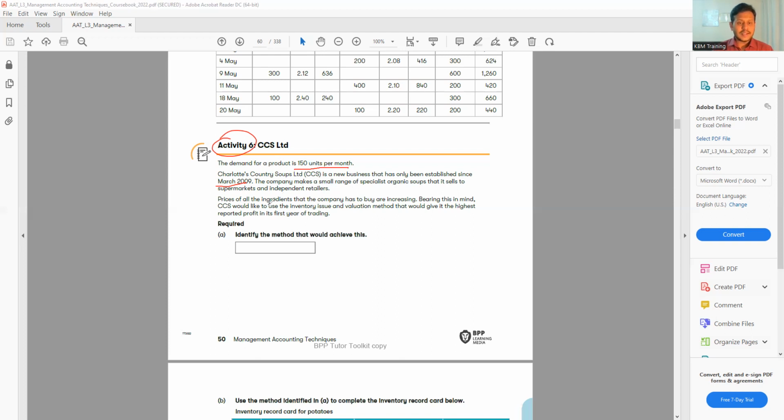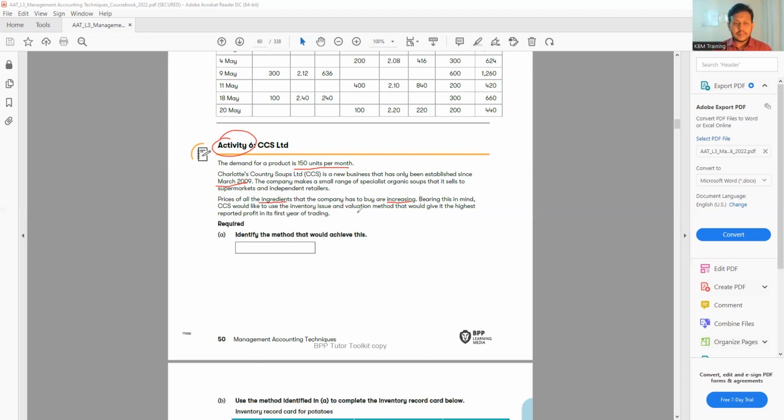Prices of all the ingredients that the company has to buy are increasing. Very, very important, this is a very important clue. The ingredients, the raw materials we buy for the soup, like eggs or anything, the price is going up every day. So what indication do we have from here? It means whatever I bought earlier, the price is less. Anything I'm buying now, the price is more, because the question says it is increasing every day.